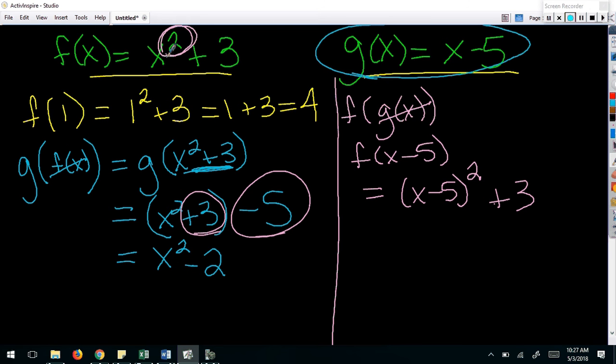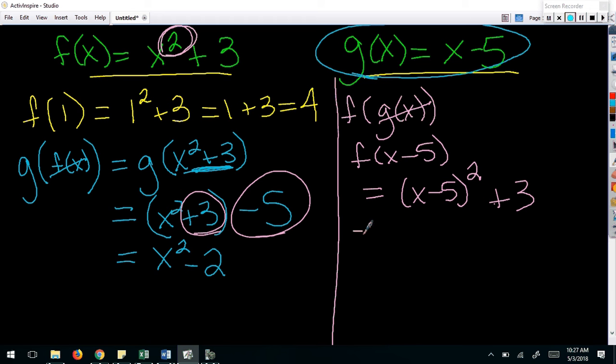I used to do an activity where I put post-it notes here, and you literally lift the x off and put whatever you're plugging in there. You only replace just the x. Alright, so let's go to the next step. This is composition. Now, I do have to simplify once I plug in, and because I'm squaring this, and there's a minus in the middle, I'm going to have to FOIL that out.